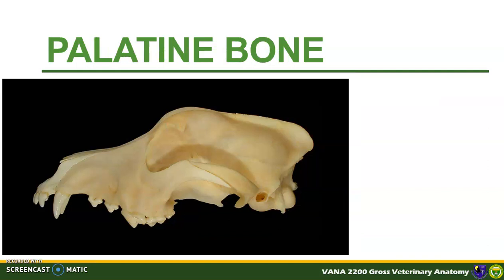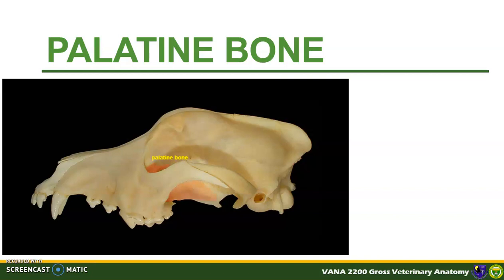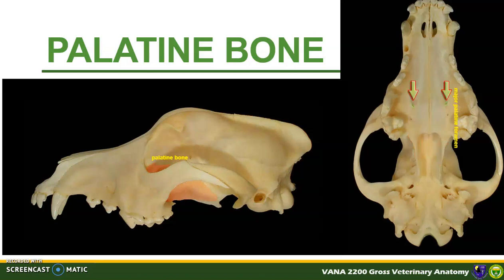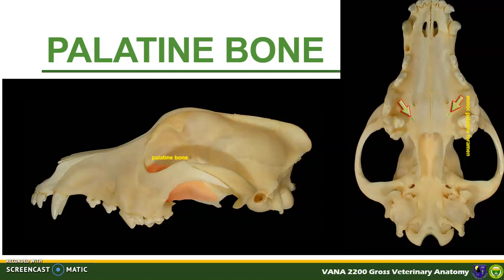Another facial bone that forms the hard palate is the palatine bone. It can be seen on a lateral view of the skull like this, but it can be best viewed ventrally as shown here. At the border between the maxilla and the palatine bone, there are paired foramina called the major palatine foramen. At the palatine bone itself is a smaller paired foramen called the minor palatine foramen.